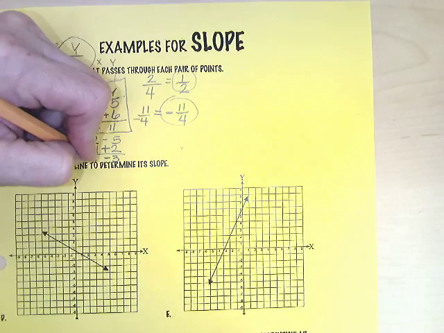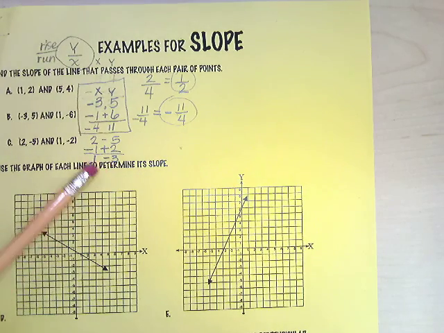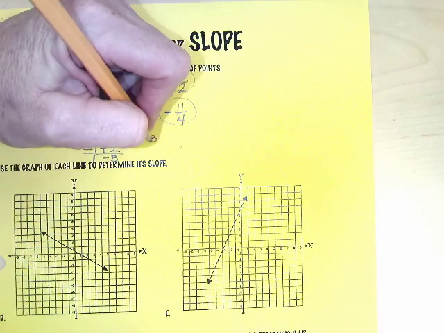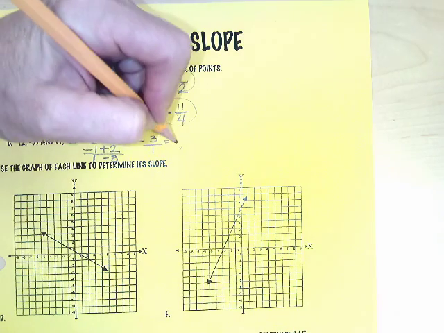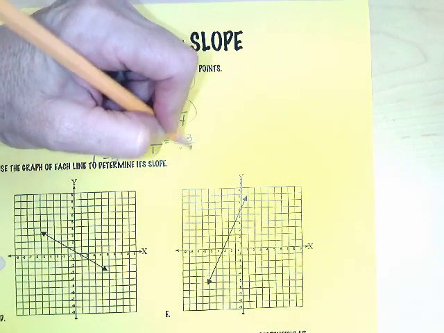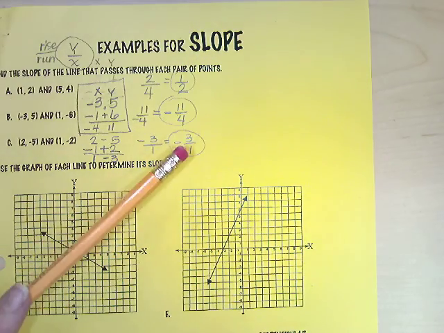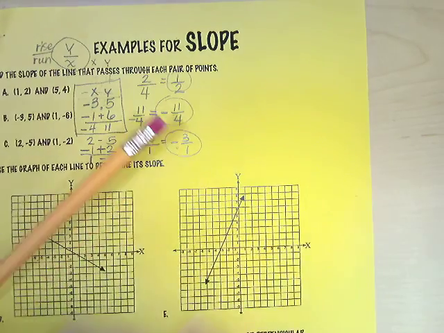2 minus 1 is 1. So the slope is y over x, and it's negative 3 over 1, which is a negative slope. So when you're on your graph, you're going to run to the right 1 and down 3.